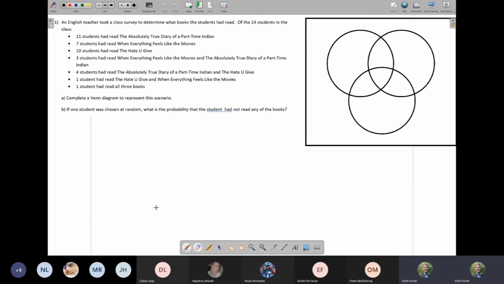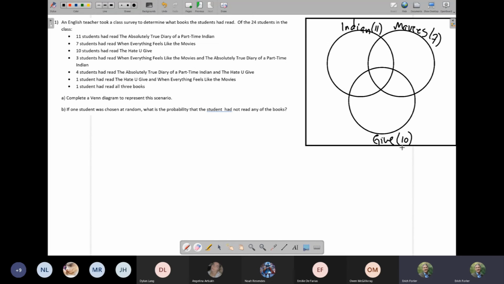Of the 24 students in the class, we find out, so I'm going to set these sets. Say this is The Absolute True Diary of a Part-Time Indian, and then When Everything Feels Like Movies, and then there's The Hate U Give. Okay, and it tells us that there are 11 students who have read the Indian, 7 who watched the movies, and 10 that read Hate U Give.